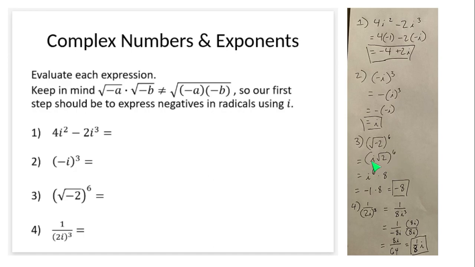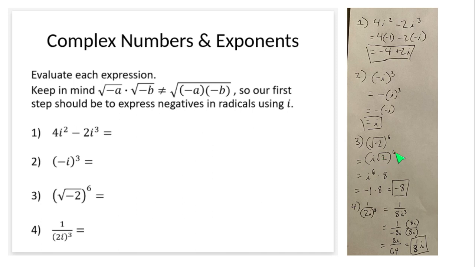Applying the 6th power to i, i to the 6th, well, that's i to the 4th times i squared. i to the 4th is 1. i squared is negative 1. Put it together, you have negative 1.